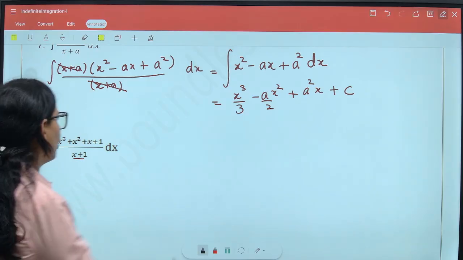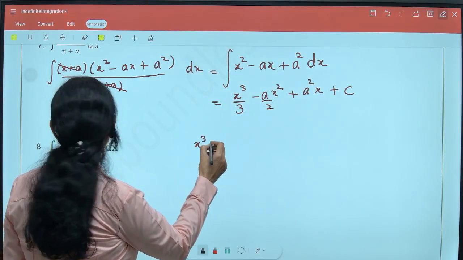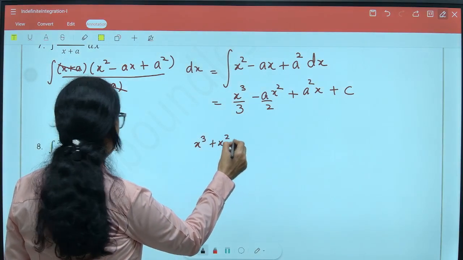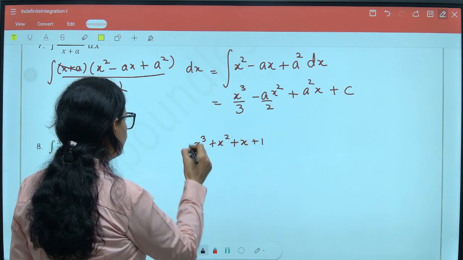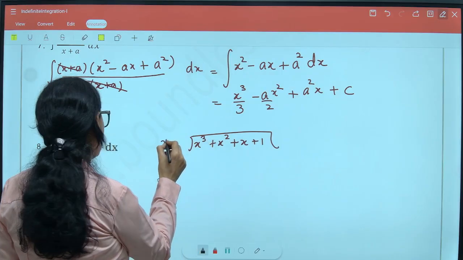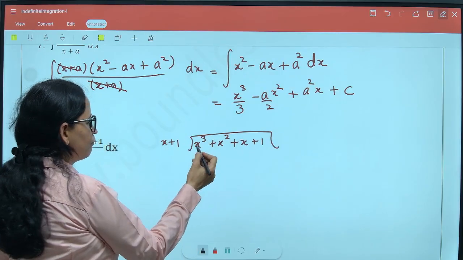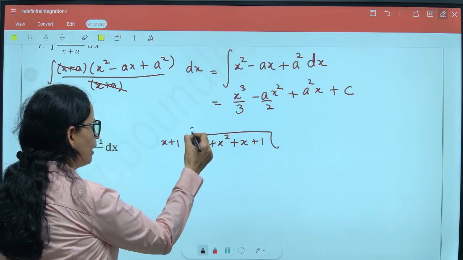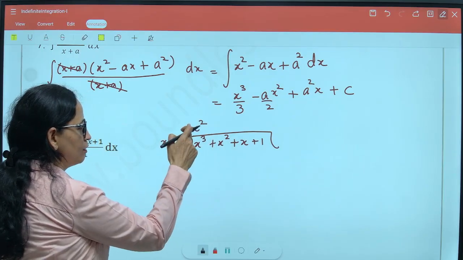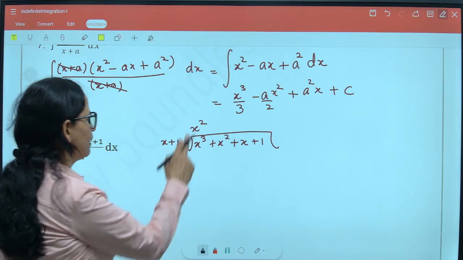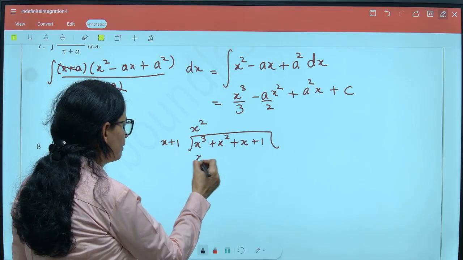So how do we do long division? You must have done this also in lower grades. x cube plus x square plus x plus 1. How do we divide this by x plus 1? In the rough space, x cube divided by x gives you x square. So the first term in the quotient is going to be x square. Now x into x square becomes x cube.